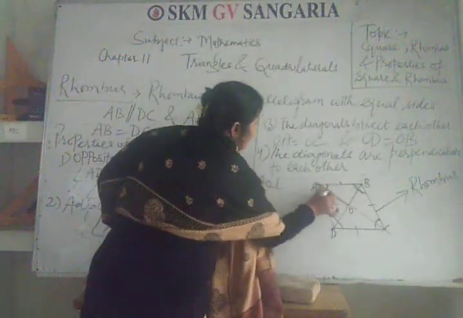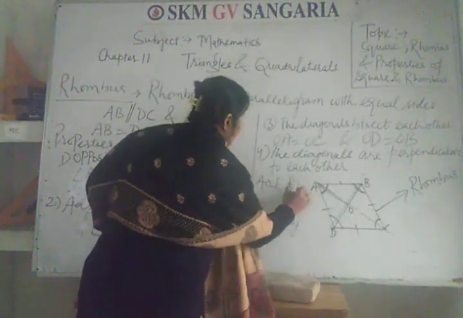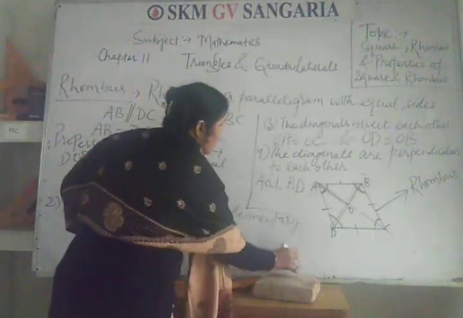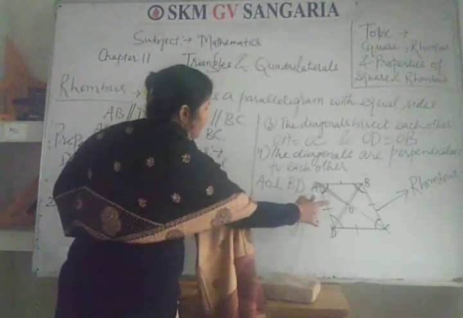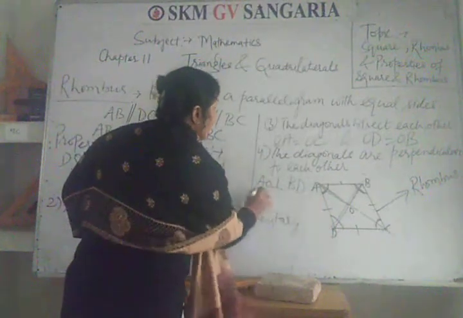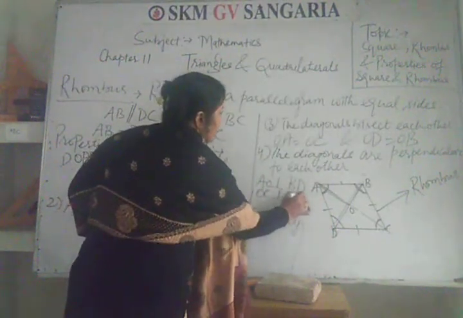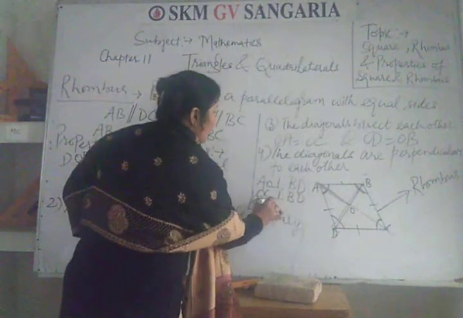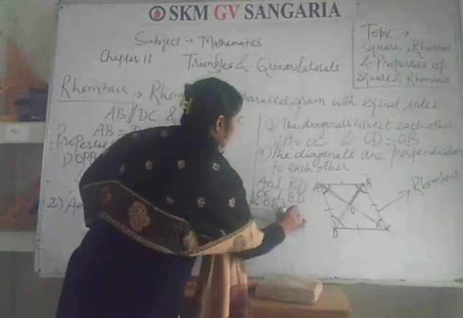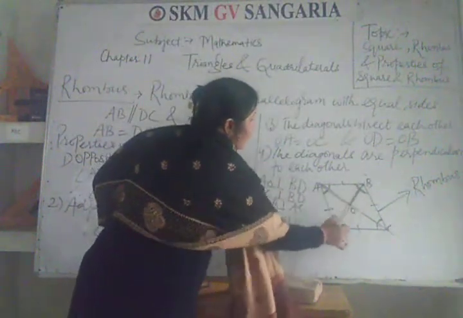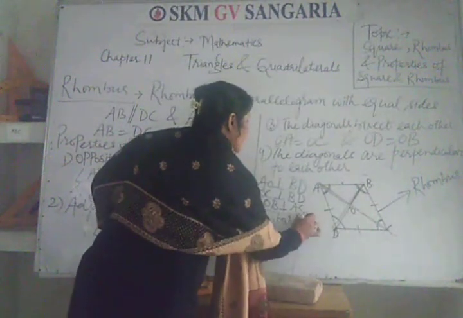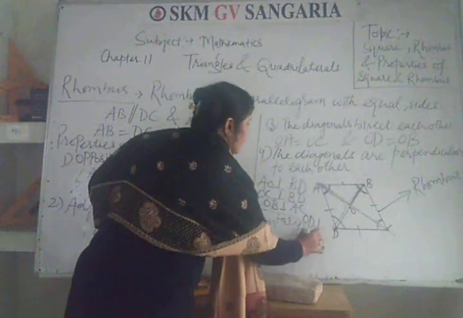Perpendicular on what? AO on BD. Okay. Then OC is perpendicular to BD, and OB is perpendicular to AC, and OD is also perpendicular to AC.